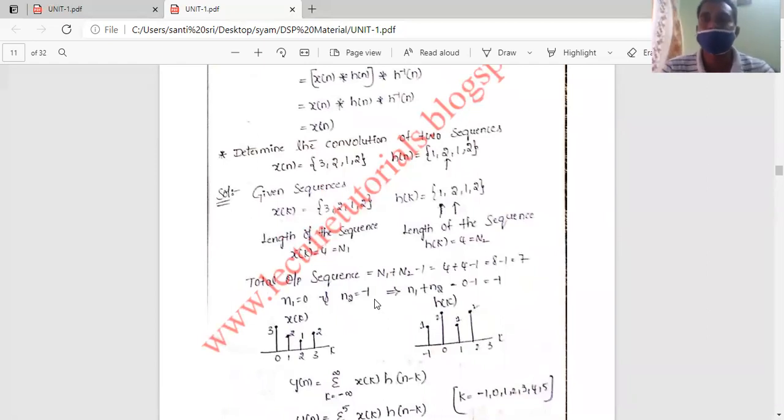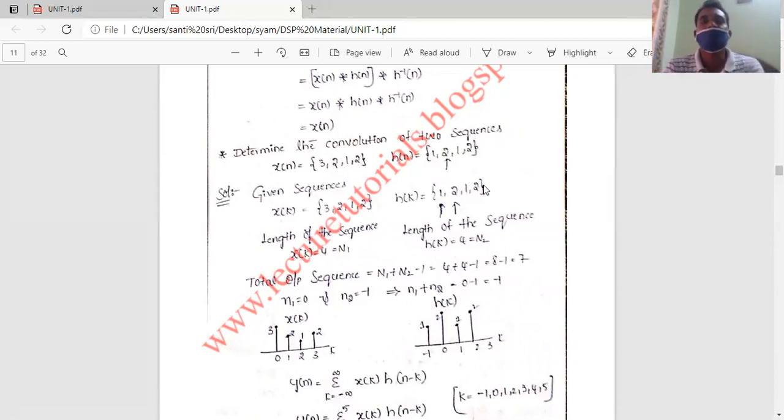Here, two sequences are given. x of n is 3, 2, 1, 2, and h of n is 1, 2, 1, 2. Here the arrow mark is given at 2. It means that h of 0 is 2, h of minus 1 is 1, h of 1 is 1, h of 2 is 2. For x, there is no arrow mark given. It means that x of 0 is 3, x of 1 is 2, x of 2 is 1, and x of 3 is 2. So these are the two sequences.